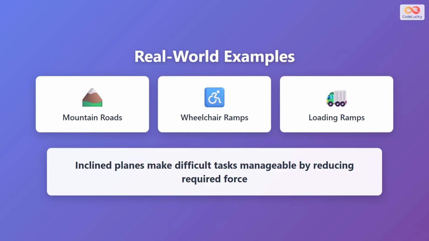Inclined planes are everywhere in daily life. Mountain roads zigzag up steep slopes to reduce the grade and make climbing easier for vehicles. Wheelchair ramps provide accessible routes that require less effort than stairs. Loading ramps help move heavy cargo into trucks without requiring the full lifting force. Inclined planes transform difficult tasks into manageable ones by reducing the required force.